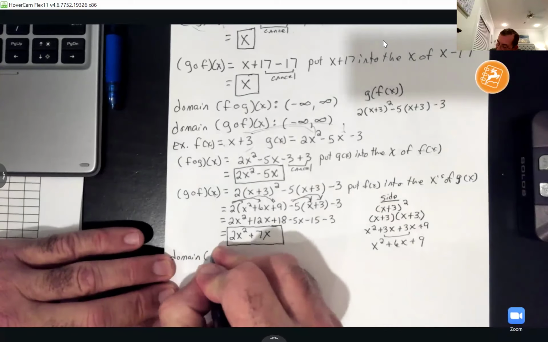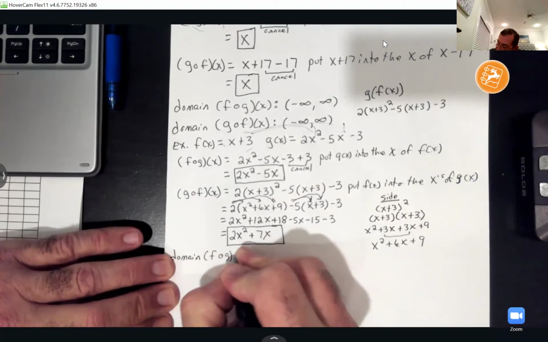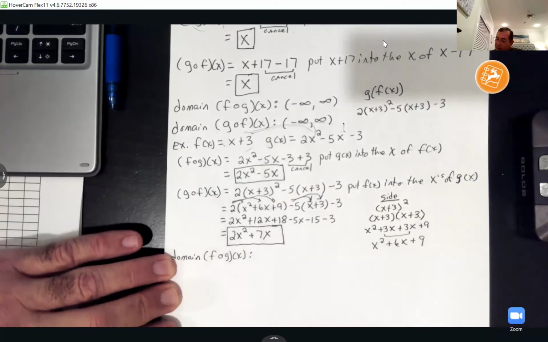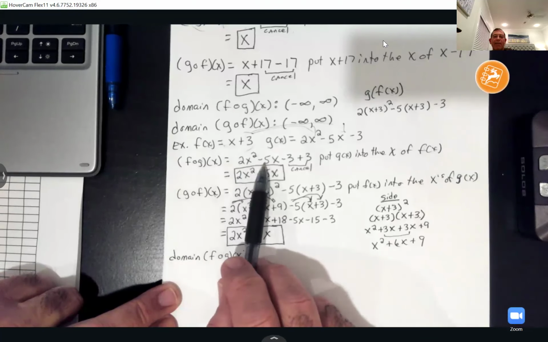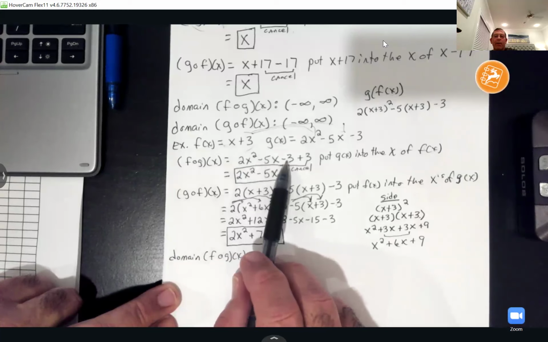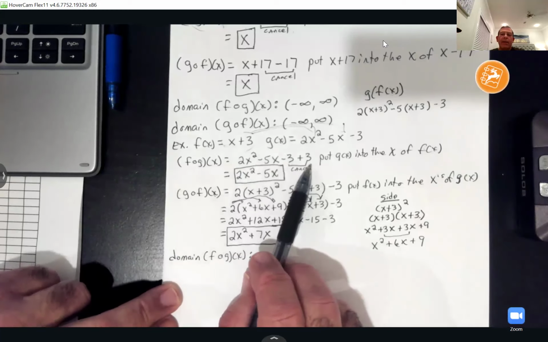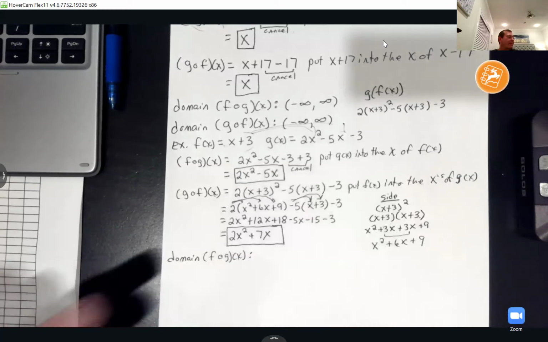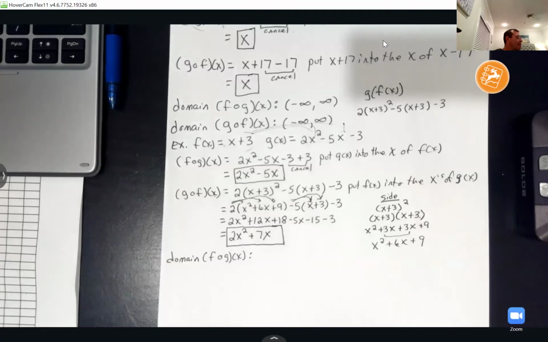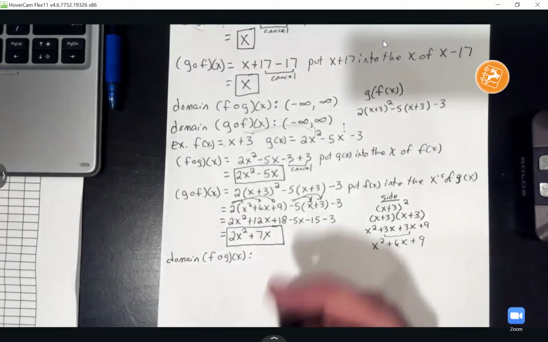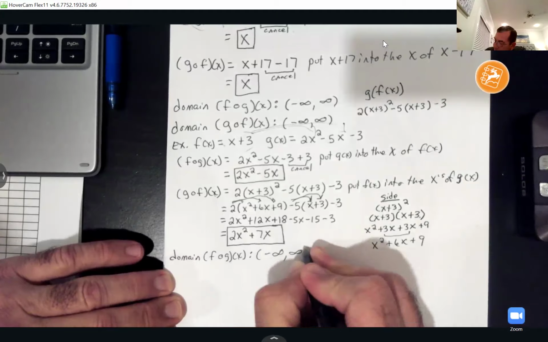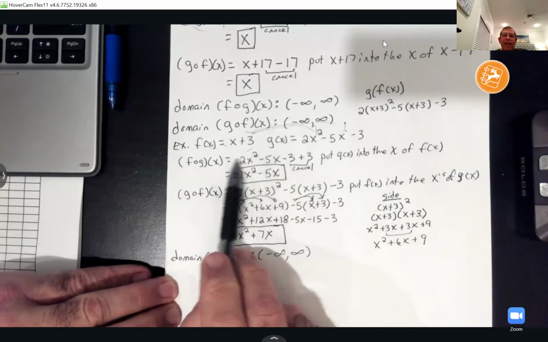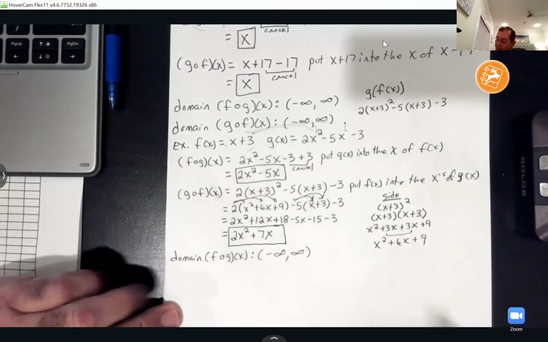All right, y'all, let's see. F composed G of X is right here: 2x squared minus 5x minus 3 plus 3. What's that domain? Negative infinity to infinity. There you go. Because, y'all, once again, there's no fractions in that, and there's no way I can get undefined.